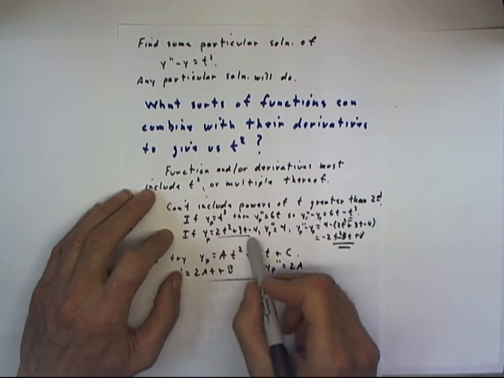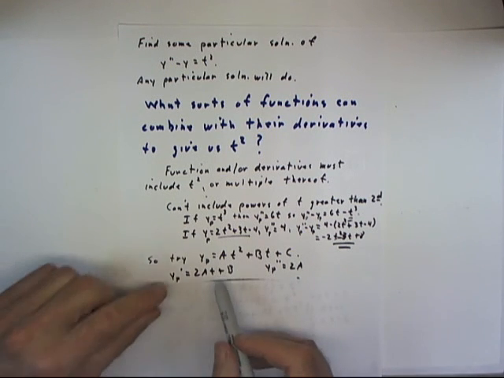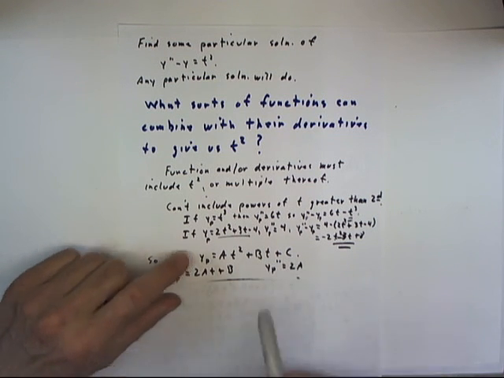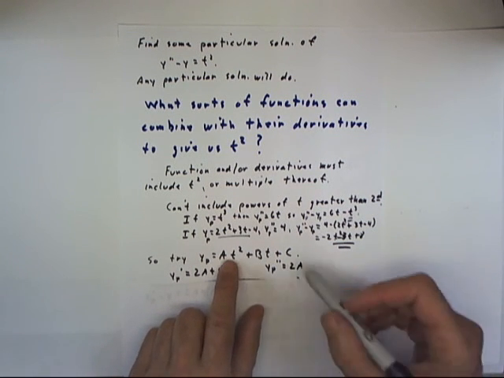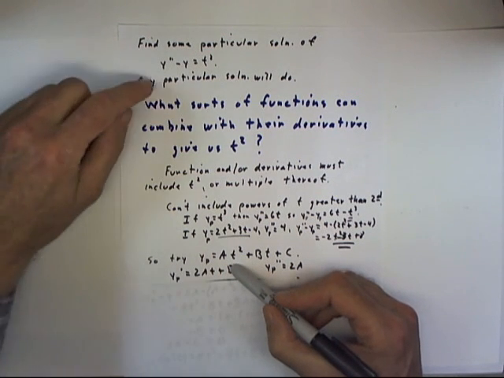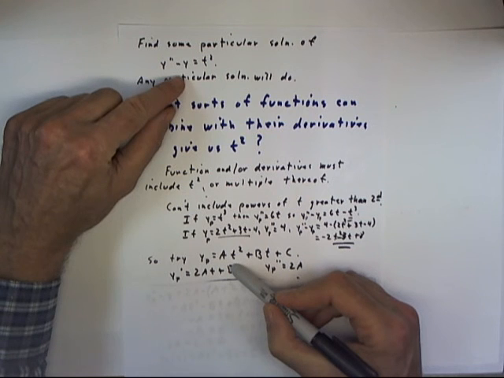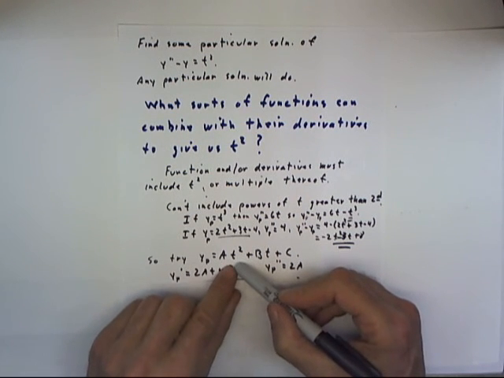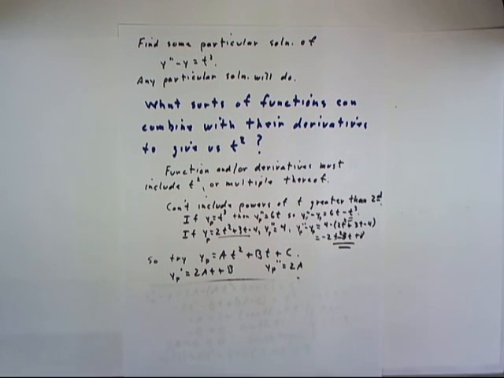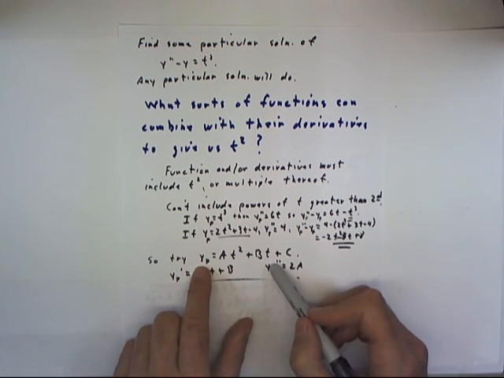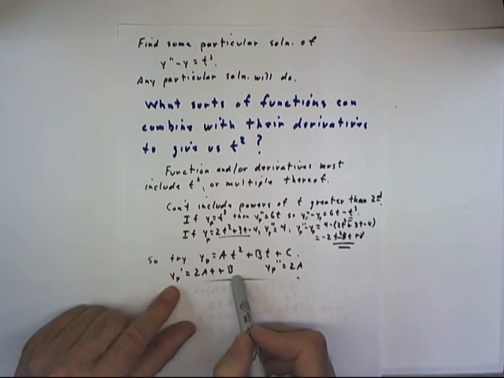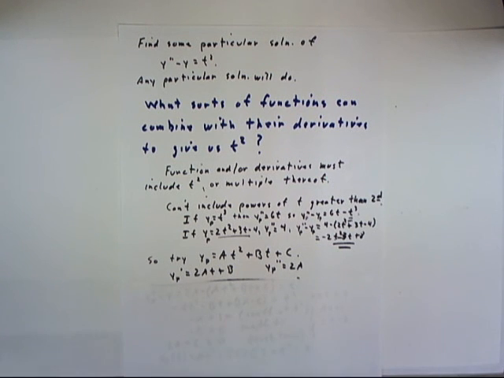That doesn't happen with this particular solution, but let's now try a particular solution of the form at squared plus bt plus c. This makes a certain amount of sense. It doesn't have any powers of t greater than 3, so we're not going to be stuck with any powers of t greater than 3 when we evaluate this left-hand side. Now, the derivative of yp equal at squared plus bt plus c is just 2at plus b, and the derivative of that is just 2a.